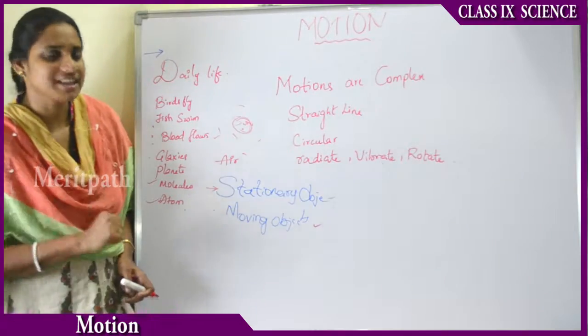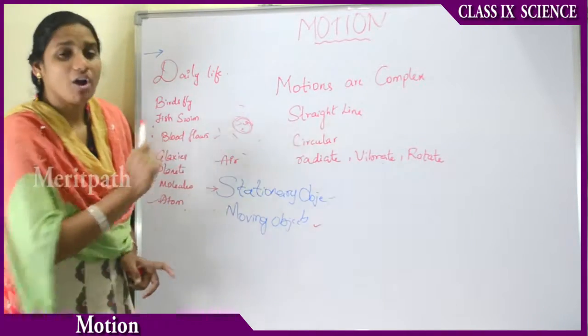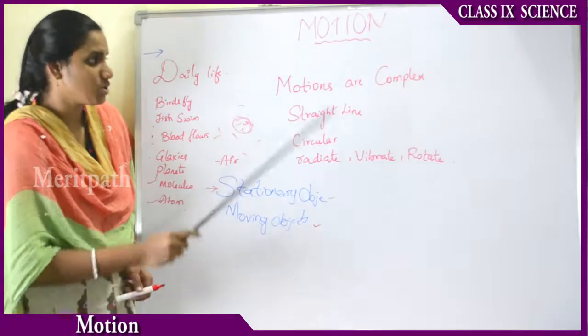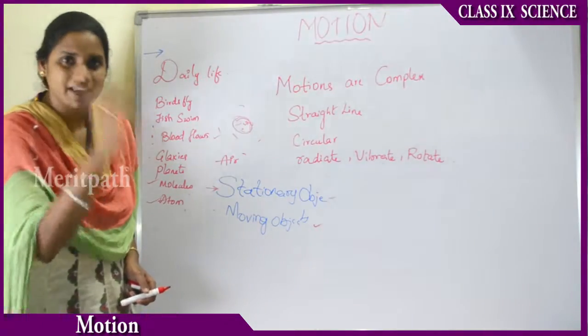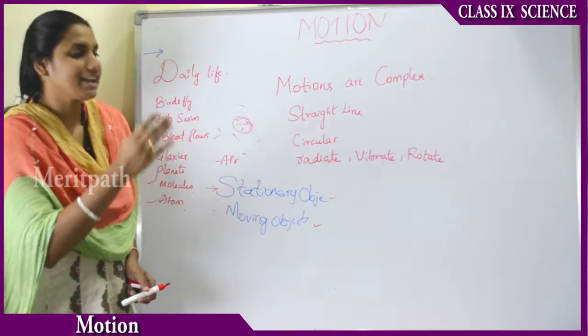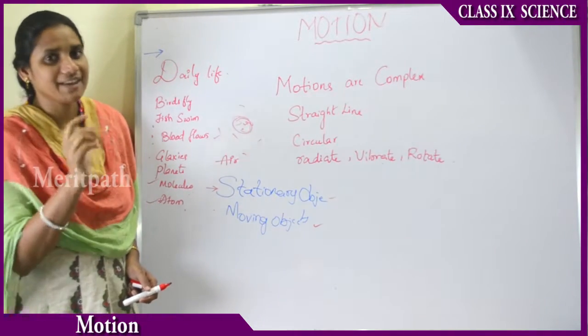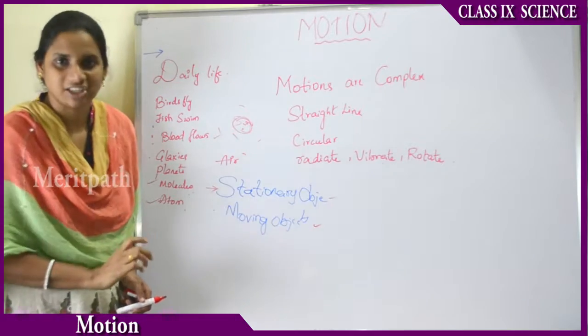That means we can say that motions are complex. Motions are complex means we cannot exactly say that air is moving by seeing the air itself, and we are predicting it by the help of other objects. That way it is very complex in nature.